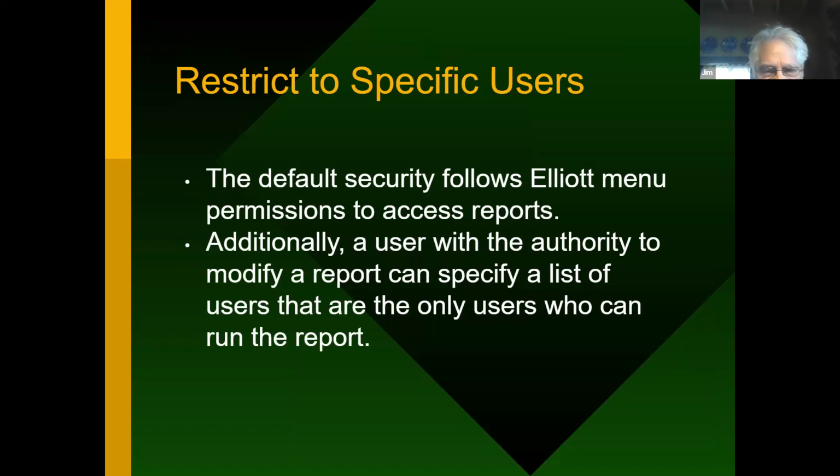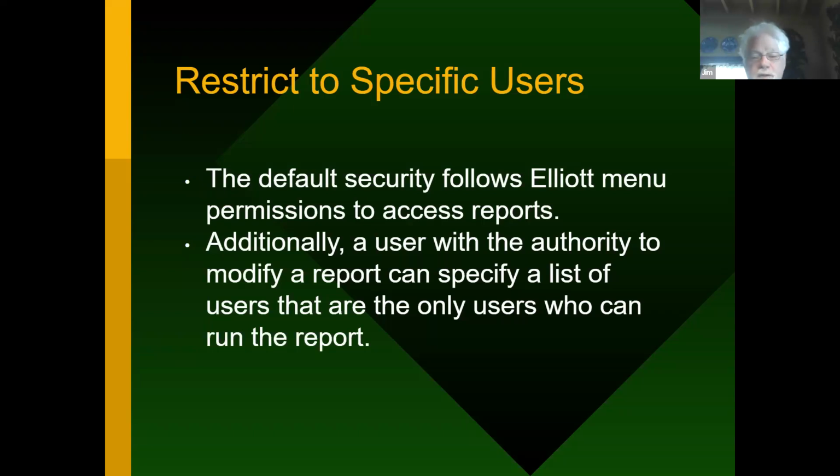Now, restricting access. First, you should know that the default security follows the Elliott menu permissions to access the reports. So for example, if you give a user the ability to maintain the salesman, then there will be a menu item on the salesman screen that you can click on to produce a report or a list of the salespeople. If a user has access to that, he will also have access to the report desk reports that have been developed for the salesman. Okay, so that's the basic security that you get.